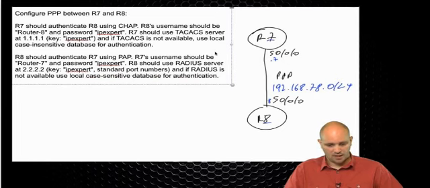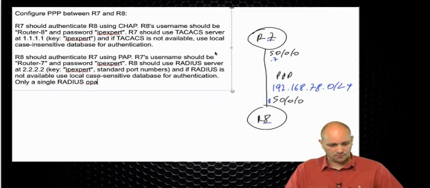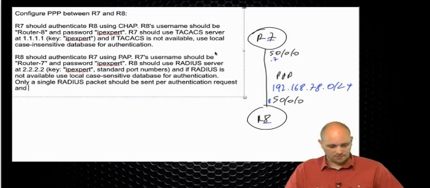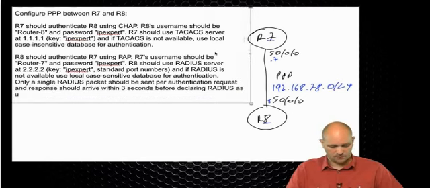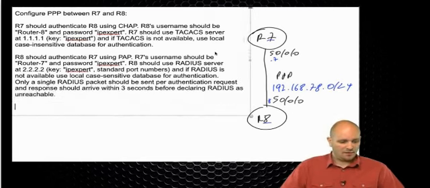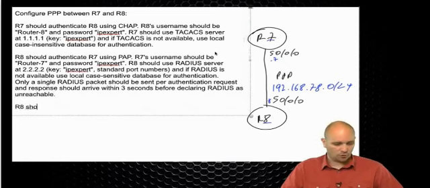Only a single RADIUS packet should be sent per authentication request, and response should arrive within 3 seconds before declaring RADIUS as unreachable. Finally, let's make R8 the complicated one.